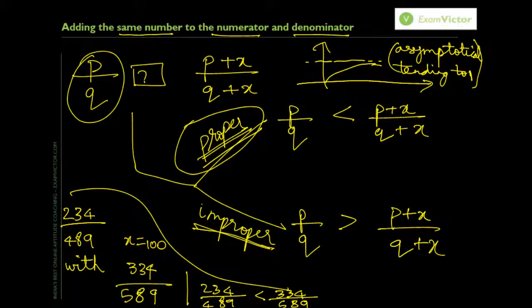If it's an improper fraction, it's almost the exact opposite, and you know that it should be the other way around, right? So if you add something to the numerator and denominator, p by q will be greater than p plus x by q plus x. This rule is also, again, I won't say it's super useful because you won't find too many questions where this is exactly happening. If it does happen, great, you know how to do it.